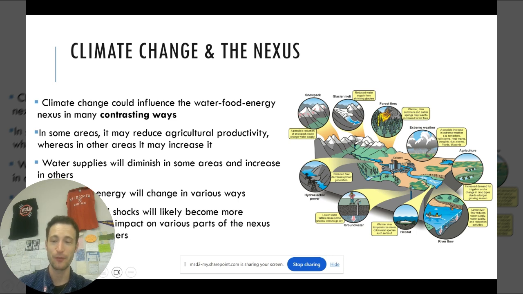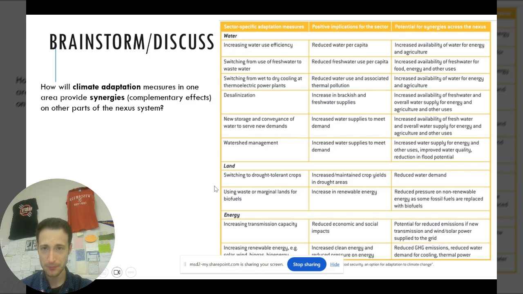Climate-related shocks will become more frequent, though, and the impact is going to have impacts on the others. So this is a good example of how snowpack, for example, can impact water supply, which can impact energy supply, and so on and so forth.